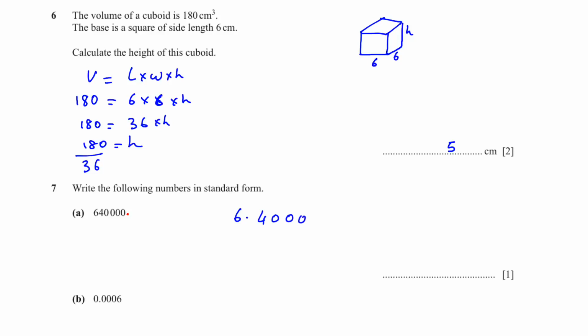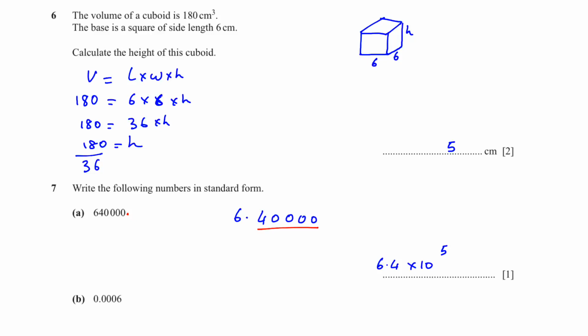So 6.4012. How many zeros do we have? 4 zeros. Our decimal was here. We moved it 5 places to the left. When you move your decimal to the left, your power will be positive. So you will write 6.4 times 10 to the power of 5. Why 5? Because we moved 5 places.